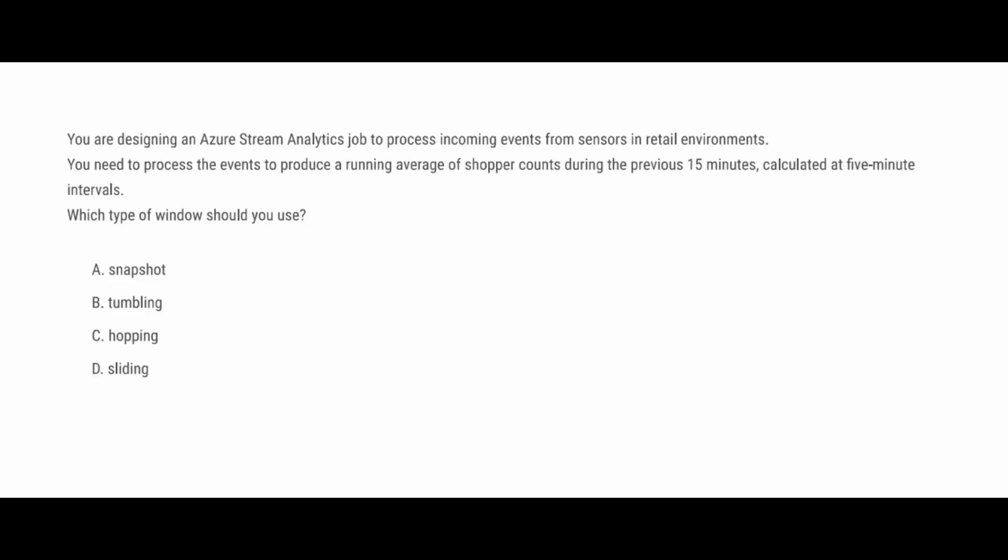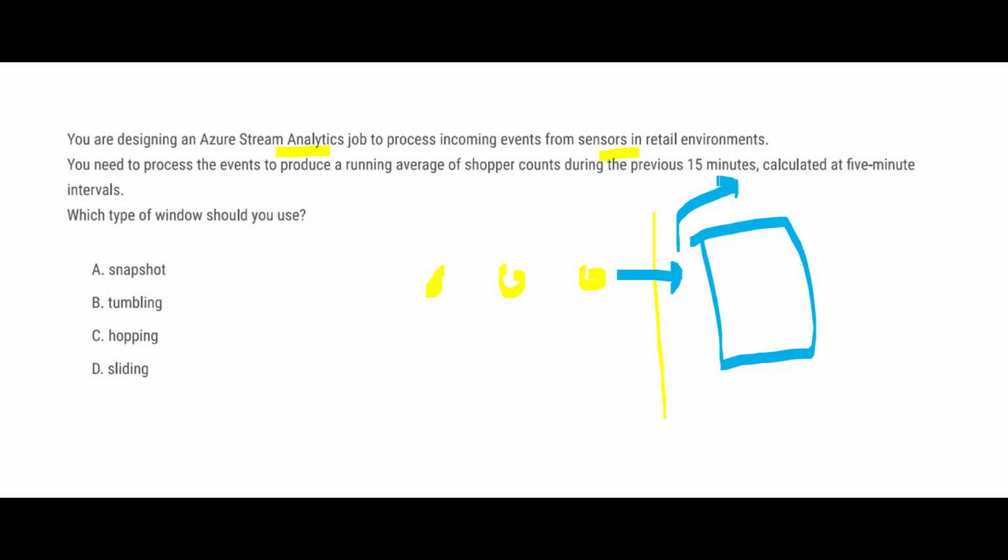So let us look at this question. You have a stream analytics job and you are using it to process incoming events from sensors. For example, these are your sensors, and here you have Azure streams. These are sending messages, and you need to process the events to produce a running average of shopper count. You also have to tell what is the running average in the last 15 minutes, and that has to be calculated at a 5-minute interval.